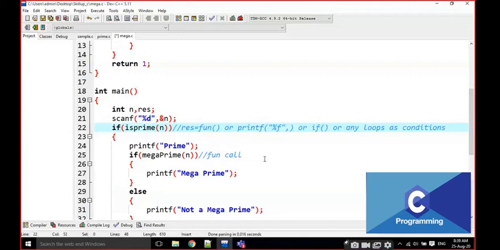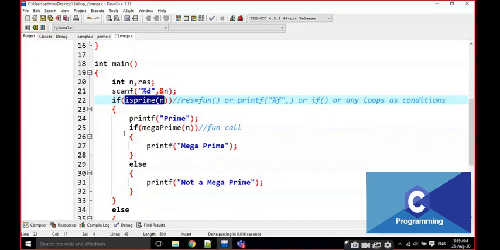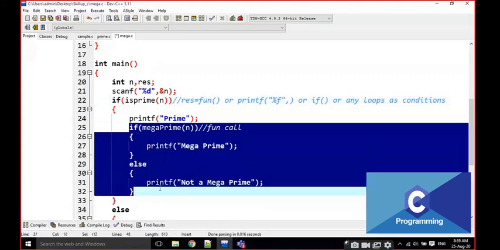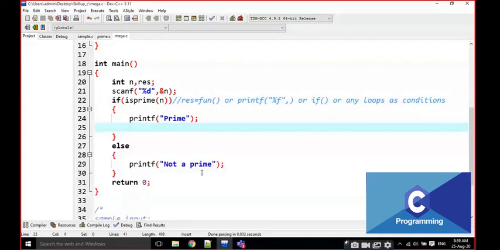For example, in the if condition also, I am checking, here I am writing like this, is prime of n. For example, I am going to cut this mega prime condition. This is the previous program. I am going to check if is prime of n. If it is void, this function doesn't return anything. For example, how am I going to check here?